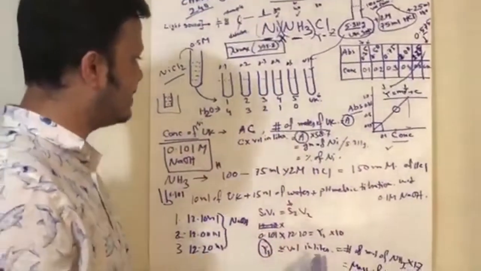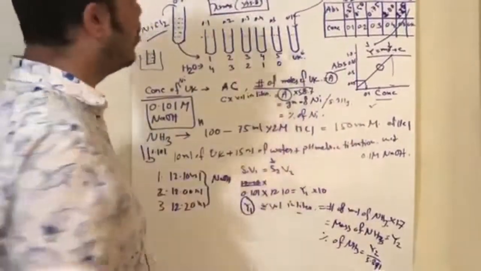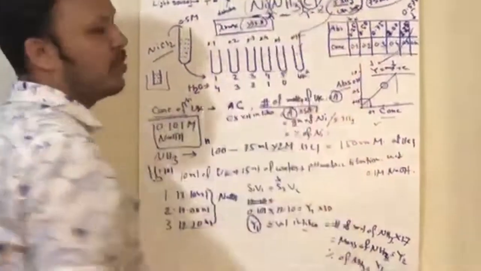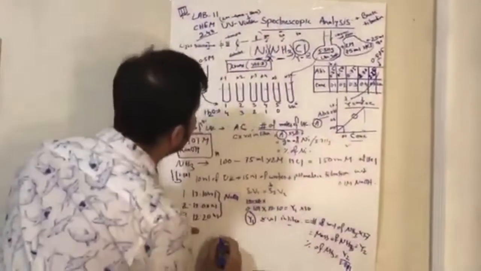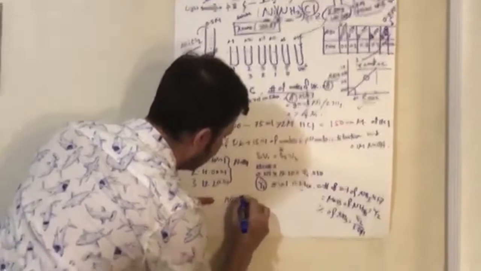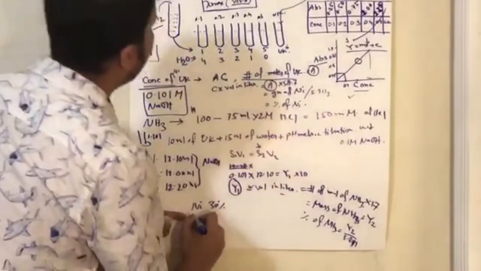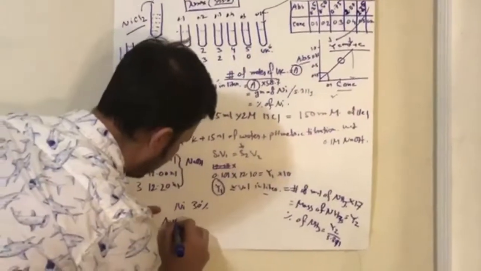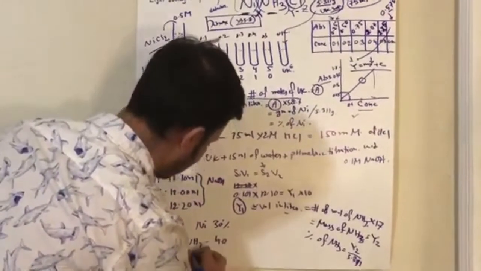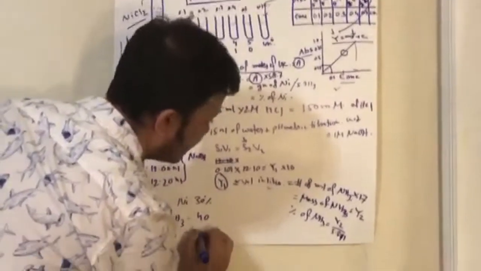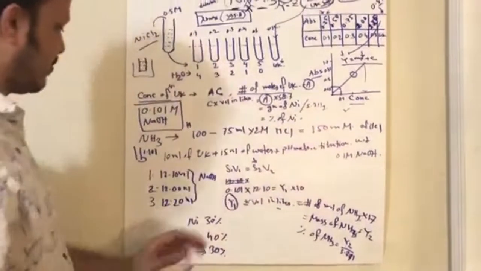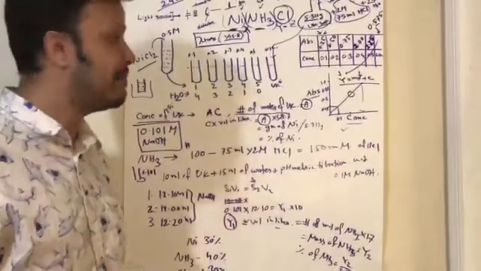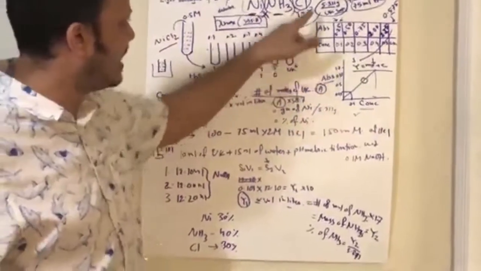What about the chlorine percentage? This plus this subtracted from 100 will be the amount of chlorine. Suppose for example nickel is 30%, ammonia is 40%, chlorine is 30%, right? From these percentages you have to find out the empirical formula: what is X, what is Y, and what is Z.